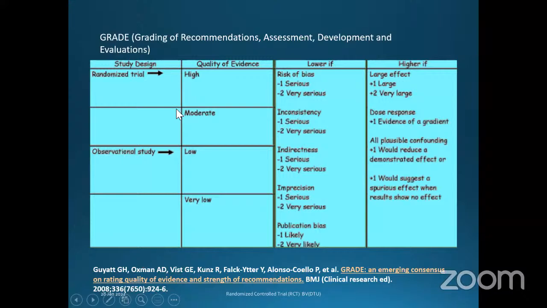And this is the GRADE system of classification, which is to be used for generating guidelines, where the quality of evidence is decided. In a randomized trial, the quality of evidence is high if the risk of bias is lower, and if a larger effect size is there, and moderate quality of evidence otherwise. So all the trials in guideline development should have the quality of evidence. That's what we are trying to say. The randomized controlled trial is the highest quality of evidence if it is done properly.